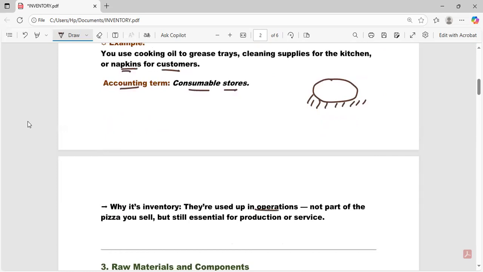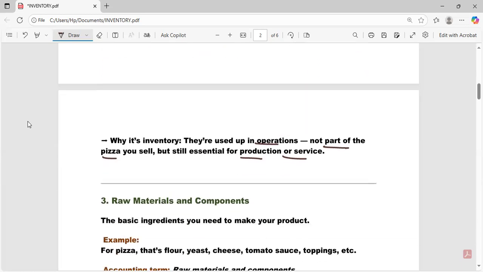They are used up in operations, not part of pizza. They are not directly a part of pizza. The oil which I'm using to grease the tray is not actually a part of pizza, but still I need to use it in order to make pizza. But it is essential for production or service. Without using that oil, I cannot make my pizzas, otherwise they would stick to the tray, right? So that's the meaning of consumable stores.